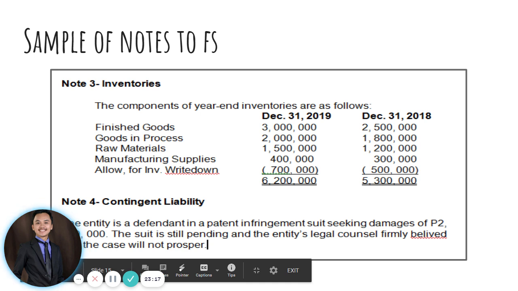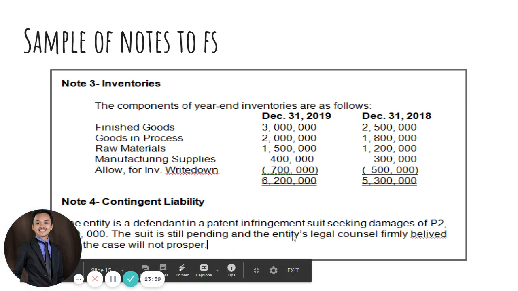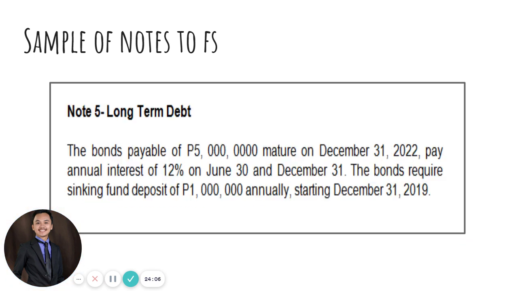All right? So there is actually information about that specific contingent liability, because take note, there is a contingent liability to be reported in your statement of financial position. But the probability of losing or winning that lawsuit will be stated in these notes to financial statements. So in this case, the legal counsel of the entity firmly believes that the case will not prosper. That means there is a tendency that in the next accounting period, the recorded contingent liability will be reversed because the case is believed not to prosper, or depending on the result of the case. All right.